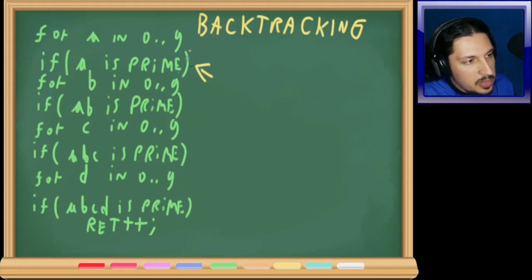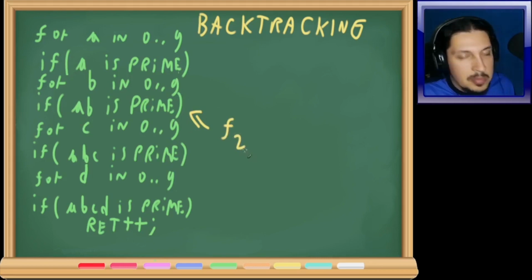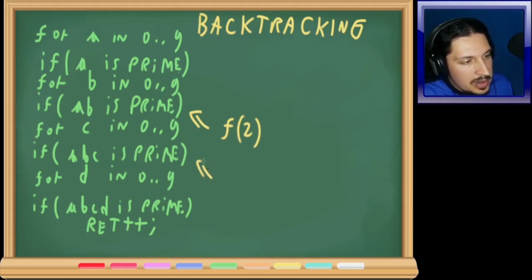Once we've crossed this first if, we are sure that the first digit by itself is prime. But once we've crossed this second if, we are sure that both A, B, and A are prime. And thus, this can only happen at most f of 2 times, because the whole number AB has to be one of the valid numbers for 2 digits. And similarly, we will only pass this if f of 3 times. And then for each of these, we will have to iterate 10 times.